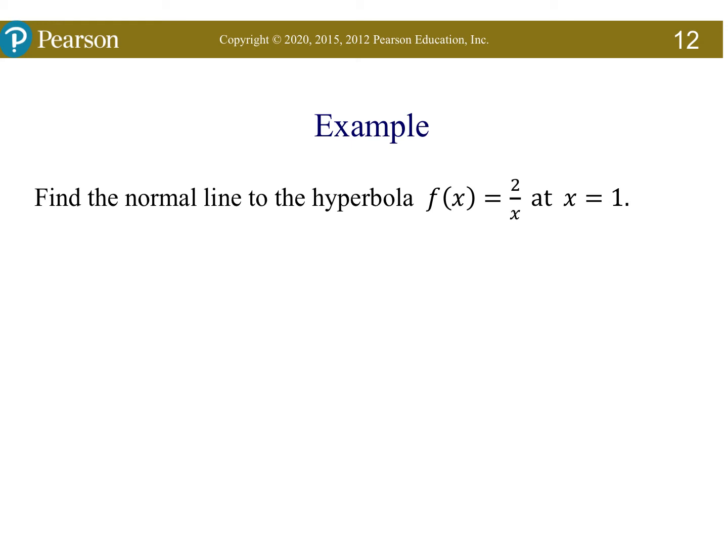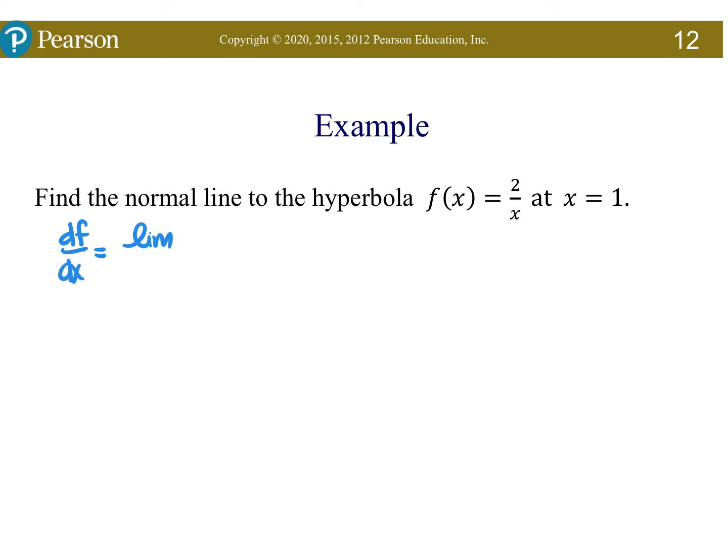This says find the normal line. So we're going to need two things: a point and a slope. Let's find the slope first. When we're finding the slope, we're finding the slope of the tangent, and then we're going to have to make it a normal. Because this is a hyperbola, let's do df dx.